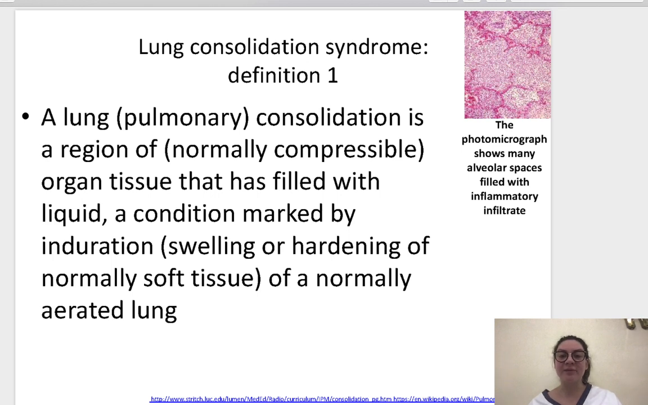And here you see the picture. The photograph shows many alveolar spaces filled with inflammatory infiltrate. It is the most often manifestation of lung consolidation syndrome, when the lung is inflamed, when edema and infiltration of lung tissue are present.